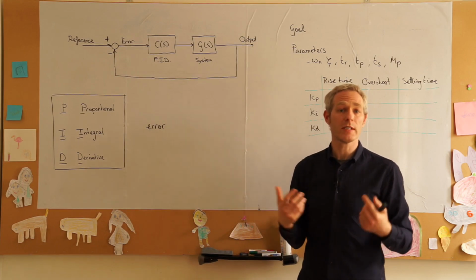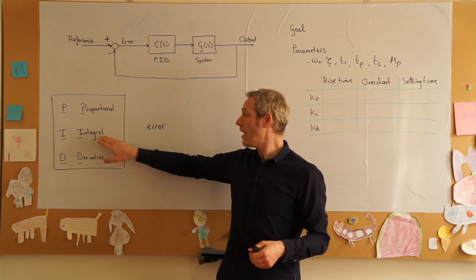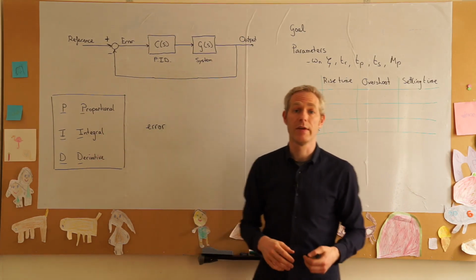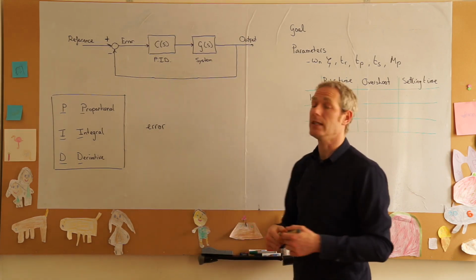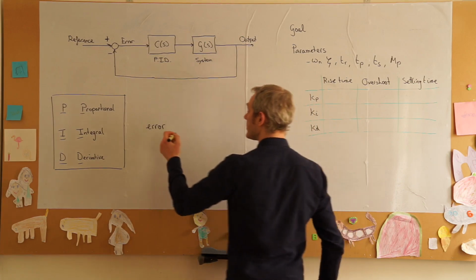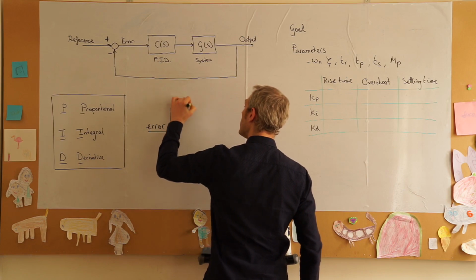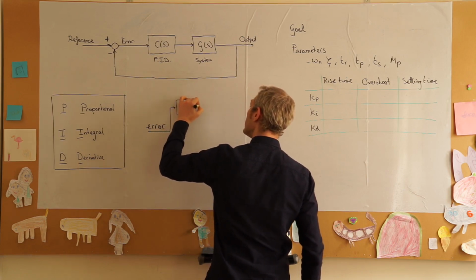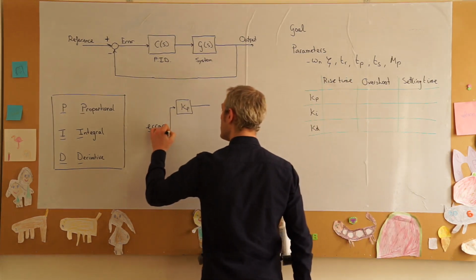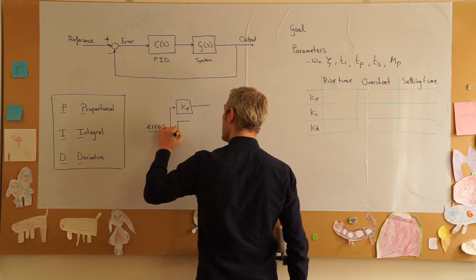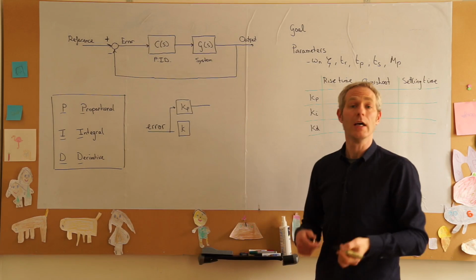Well, what is a PID controller? Now, a PID controller consists of three parts: a proportional part, an integral part, and a derivative part. And they all do different things with the error, which is the input into the controller. So if we have an error signal, the proportional part simply multiplies it with a gain. The integral part integrates the error and multiplies it by a coefficient, which is called a gain.